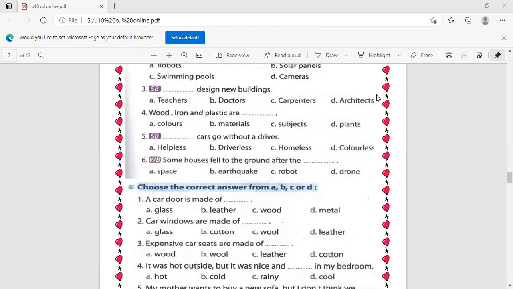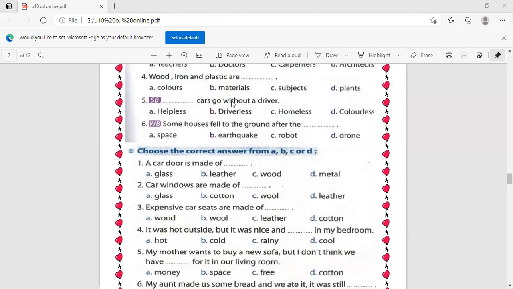Okay, Ahab. Good morning, Ahab. Architect. Architects design new buildings. Architect, excellent. Architects design new buildings. Thank you, Ahab. Number four, please. Wood, iron, and plastic are materials. Materials, excellent. Thank you, Ahab. Excellent, my dear. Thank you.